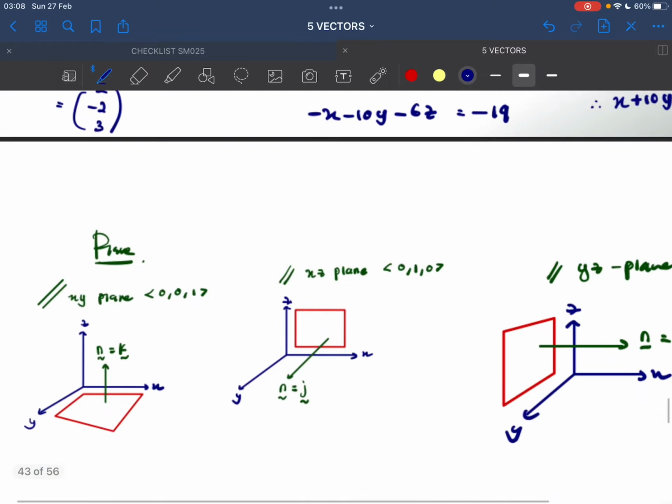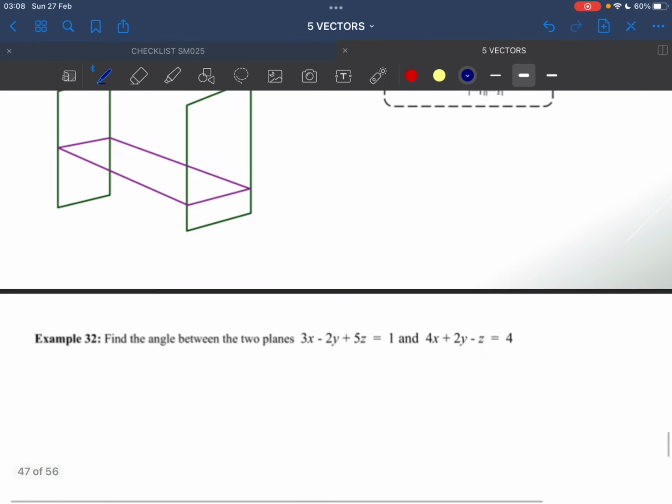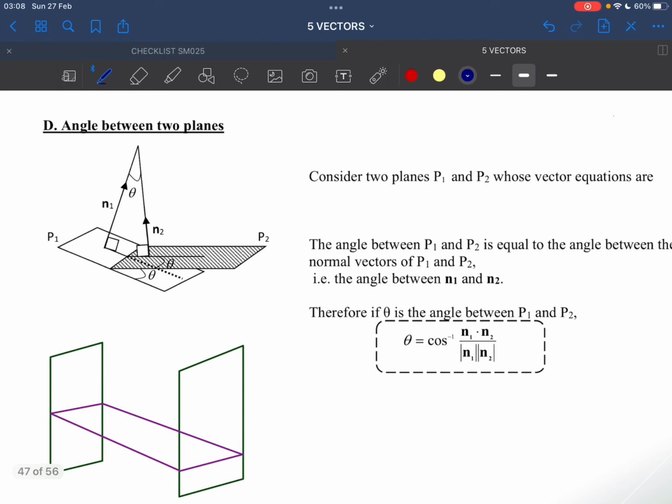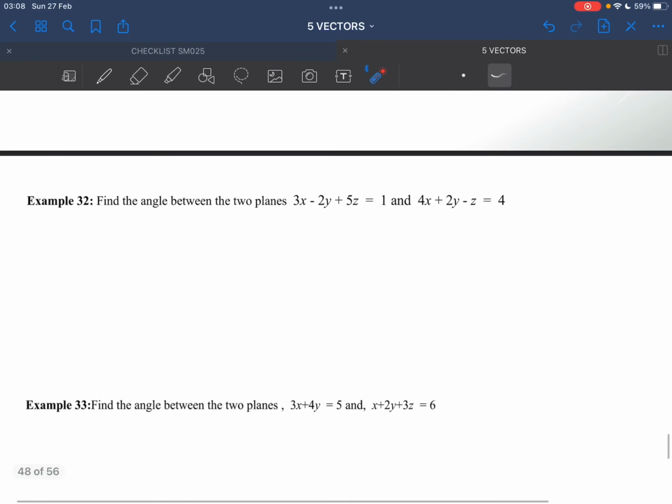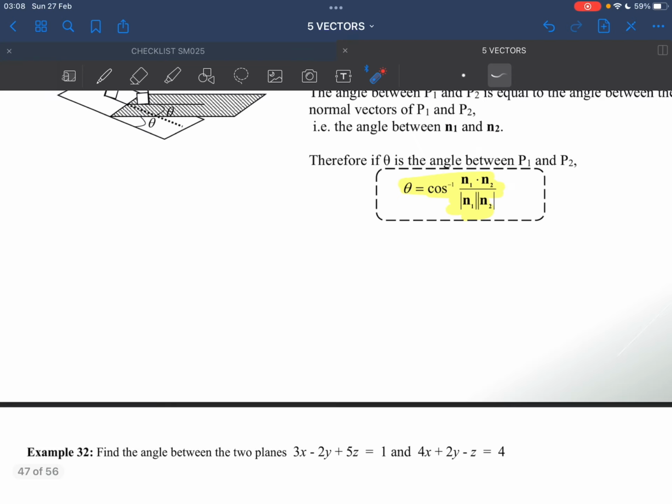So let's see how to find the angle between two planes. Let's just erase that. You know that if you have a plane, you need a normal. Exactly the same formula, but you are going to replace the vector that we have for the angle between two lines with the normal. Okay, so now let's go straight to the question here. Find the angle. So the angle between two planes is like this.